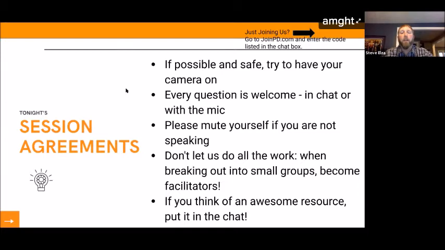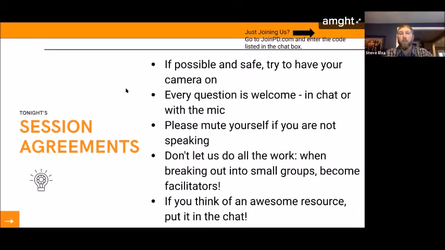If you're not talking, mute yourself. I learned this a couple years ago: if you're muted and you don't want to go up to the mute button to unmute yourself, you can hold the space bar down. As long as you're holding the space bar down, you can talk. It'll unmute you, and when you release the space bar, it goes back to mute. I know for me, a person that talks too much, it helps me to concentrate on how long I've been talking.